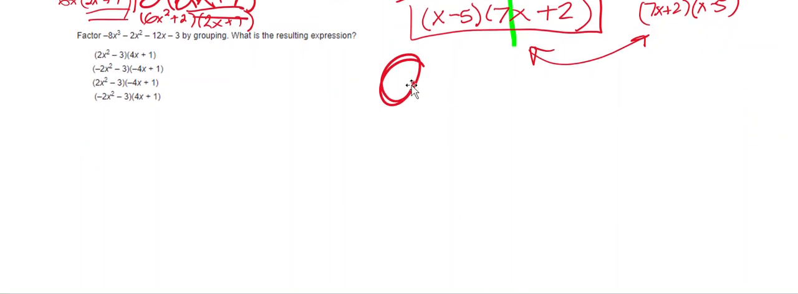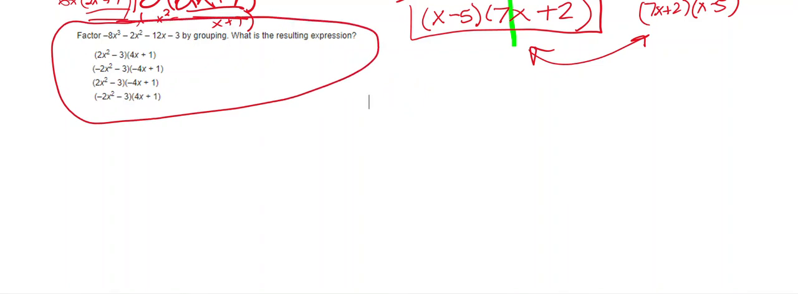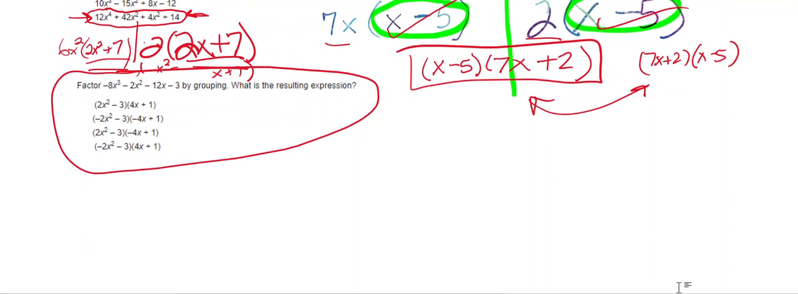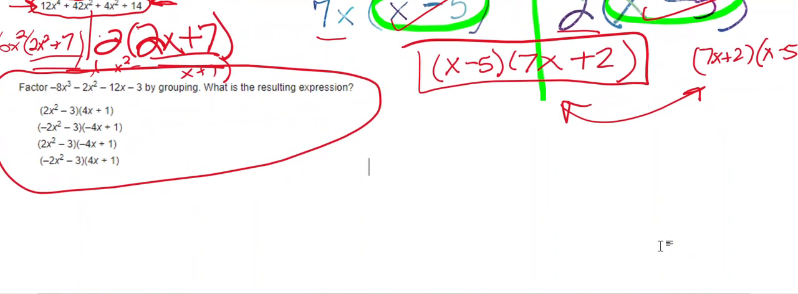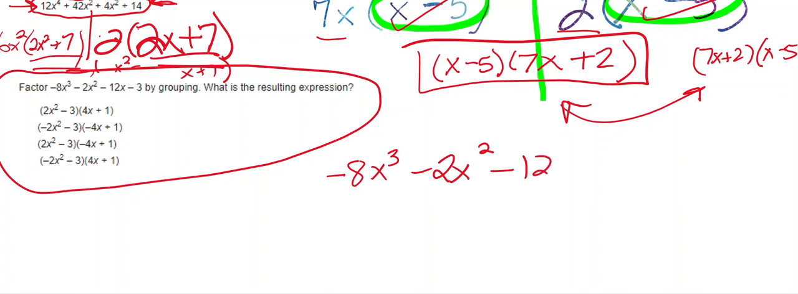One more example. Factor this expression by grouping, and what is the resulting expression? So I'm going to look at this problem right here. Again, you're going to divide it up into 2 groups of 2 terms. So I'm going to take my negative 8x cubed minus 2x squared minus 12x minus 3, and we're going to divide it up into 2 groups of 2 terms.